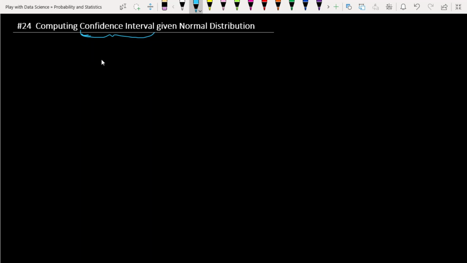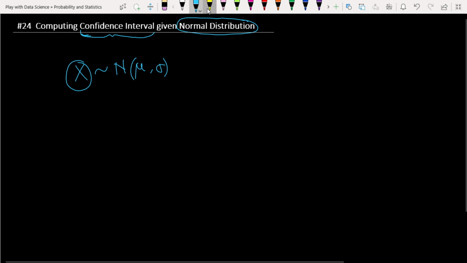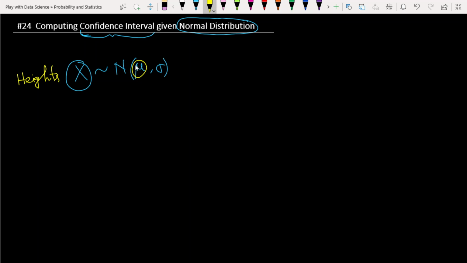Now suppose we have a distribution X, and we know its distribution. Suppose it's normally distributed, and we also know its mean and its standard deviation. Suppose the random variable X is the height of the students, and we know its mean and its standard deviation.